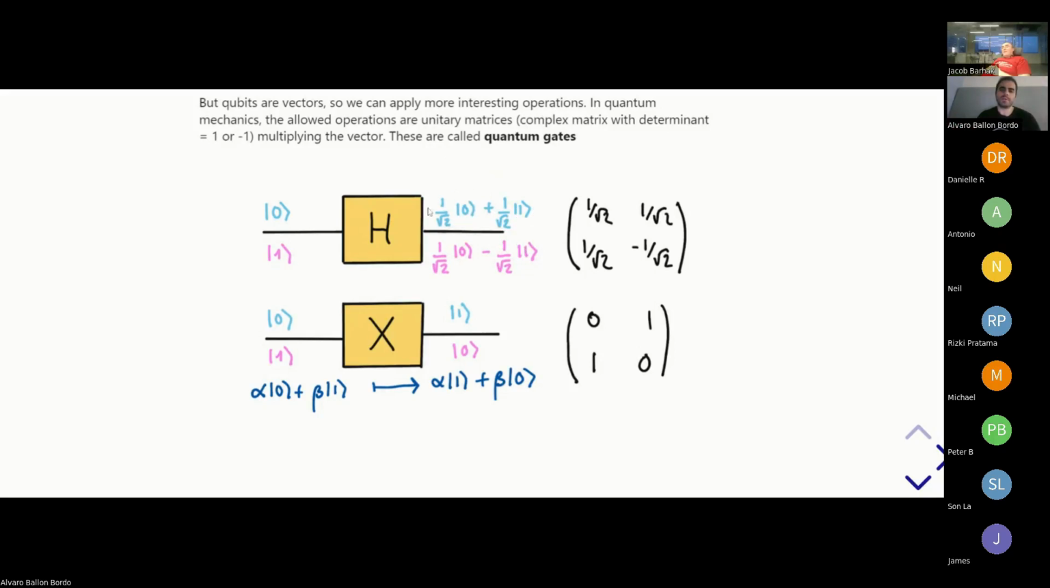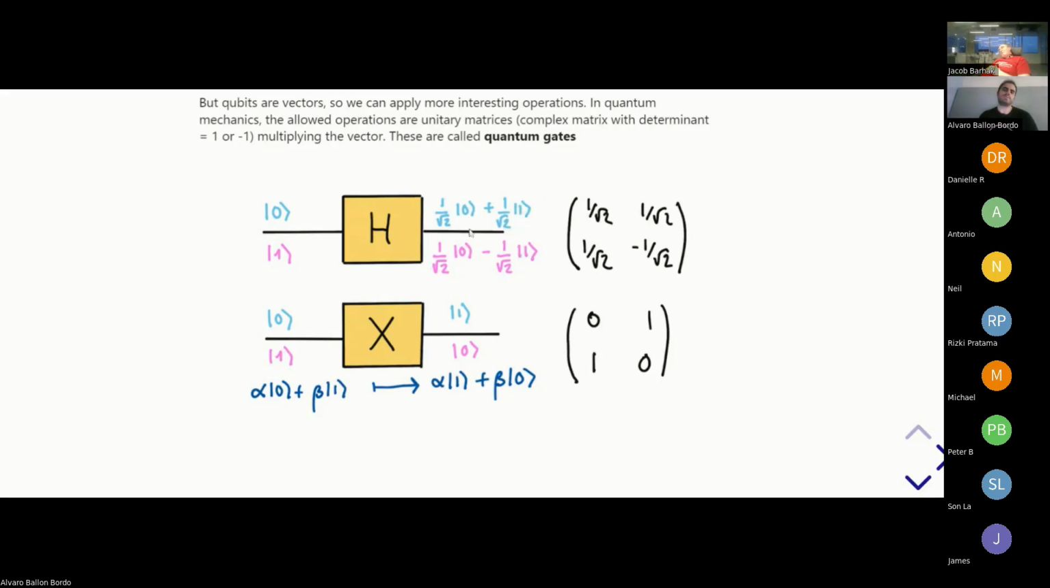Because remember that the square of these represent probabilities. So the square of this would be 1/2, and the square of this would be 1/2. So basically, what this is telling me is that if I were to measure this state at the end, it would give me 0 with probability 1/2 and 1 with probability 1/2. So that's what this state means here.